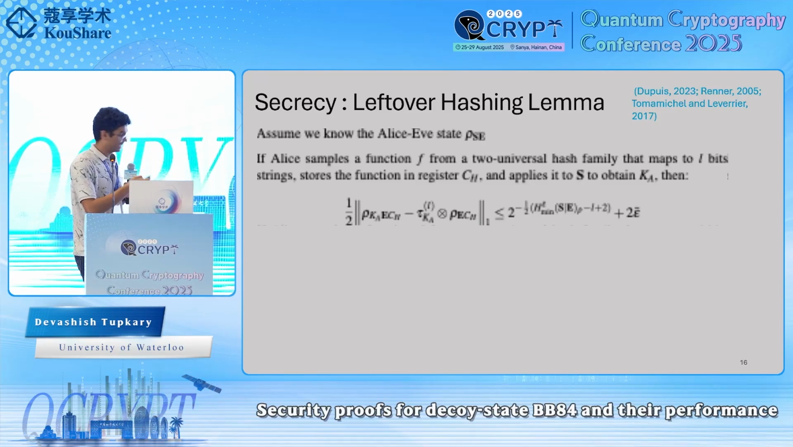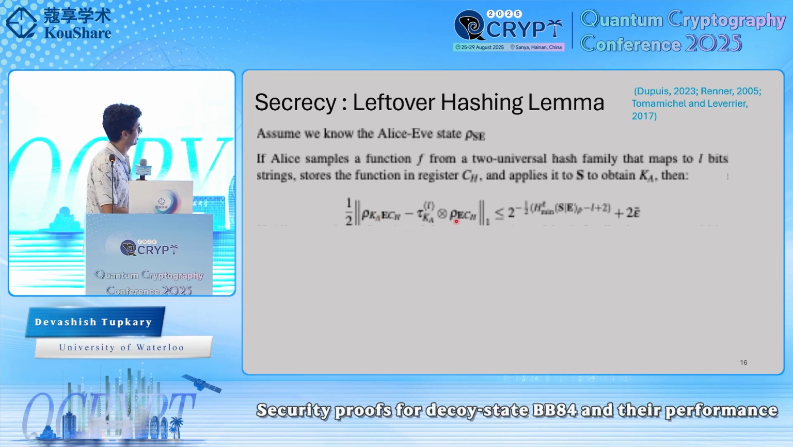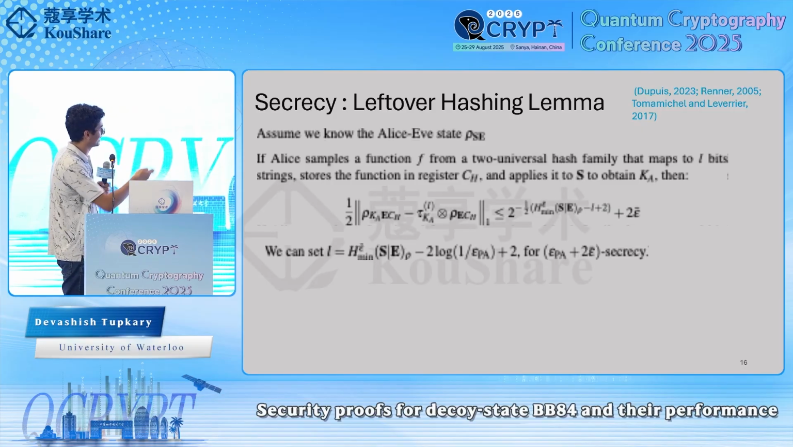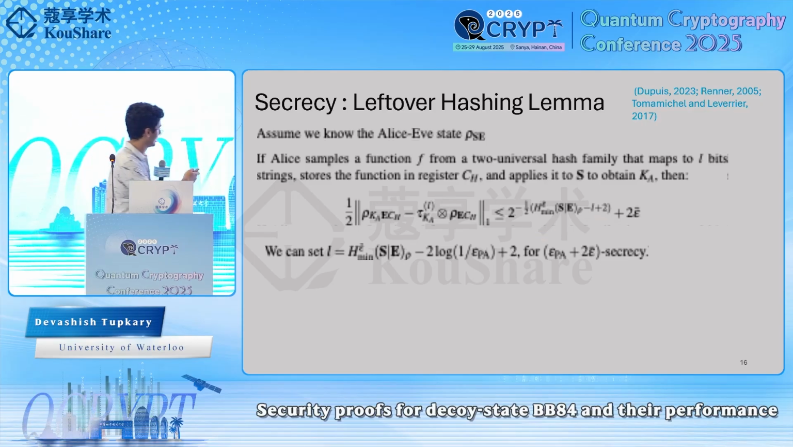Okay, so basically here what we have is the state that Alice gets. This is the state where Alice's key is perfect. And we have that the distance between these two is upper bounded by the right-hand side. I guess it's a little bit hard to see, but we can set this key length that we hash to be something like the smooth min-entropy of the state minus some terms, and that lets us satisfy secrecy for some epsilon.